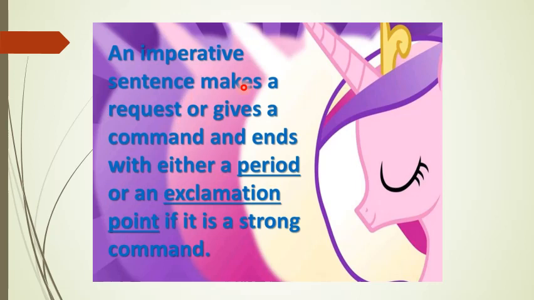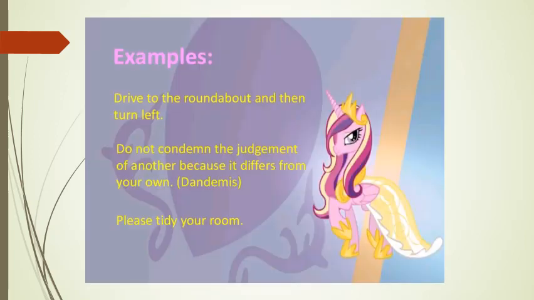Okay, an imperative sentence makes a request or gives a command and ends with either a period, that is a full stop, or an exclamation point if it is a strong command. Examples for imperative sentences are: drive to the roundabout and then turn left. Do not condemn the judgment of another because it differs from your own. Please tidy your room.